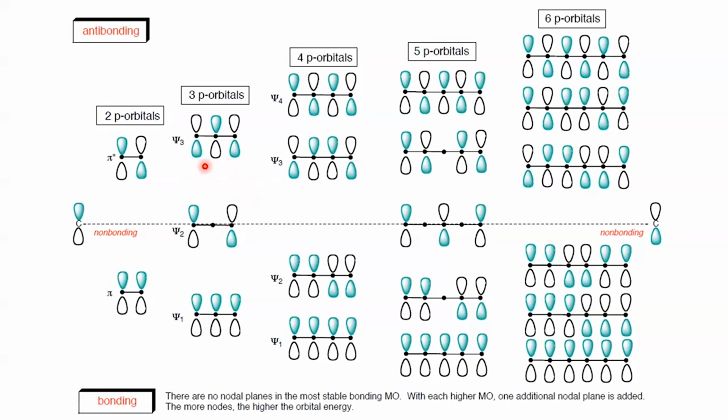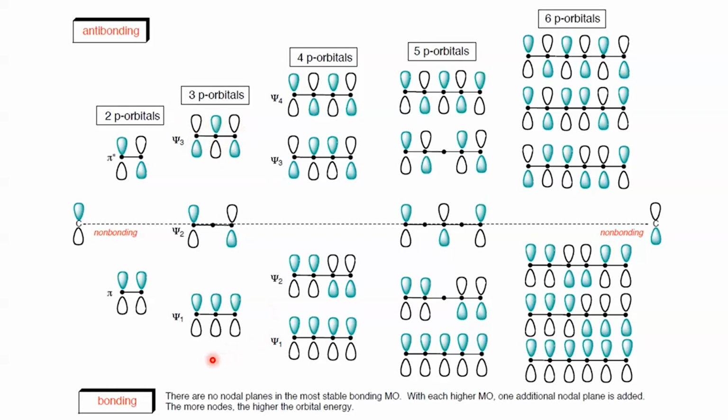And finally, if we consider the top example, all of our p orbitals are misaligned. So we have positive, positive, positive, negative, negative, negative. There is no constructive interference to be had at all. This is entirely anti-bonding here.